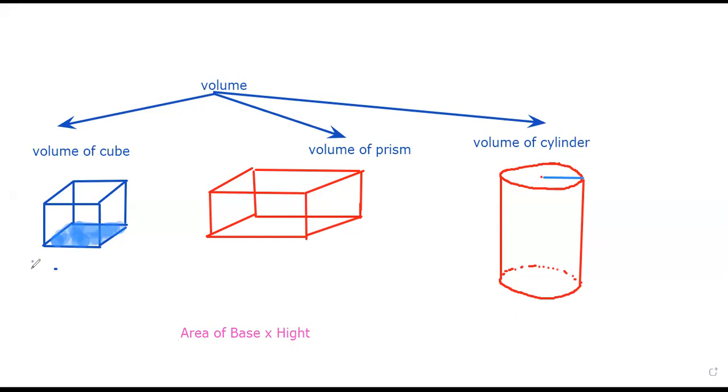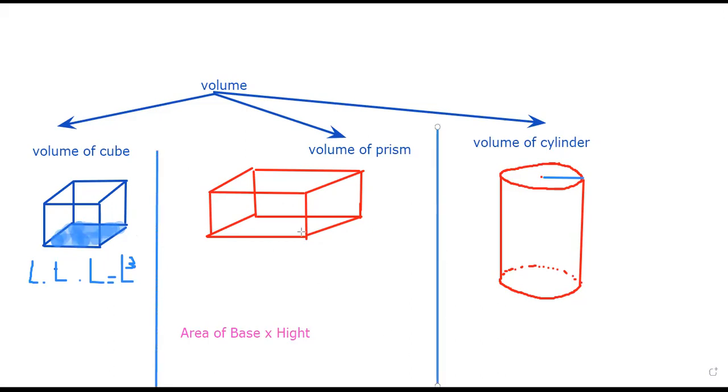Then once we have the square and we want to calculate the volume of the cube, it will be L times L times L, which means L to the power of 3, because all sides in the cube are equal in length. So each face is a square. Then the volume of the cube will be L to the power of 3. And as I said, it depends on the shape of the base.